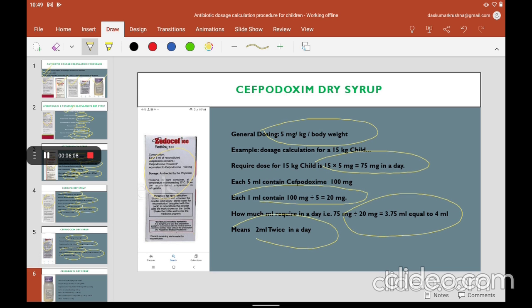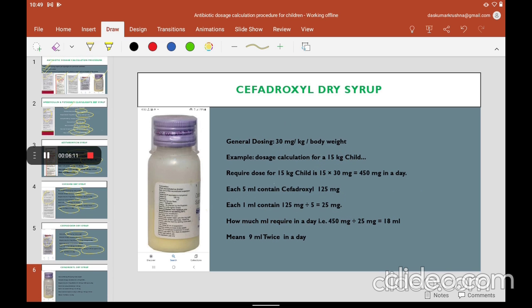Last one, we are going to discuss cefadroxil dry syrup. The general dosing of cefadroxil dry syrup is 30 mg per kg body weight. Let's once again take an example of a 15 kg child. The required dose for a 15 kg child is 15 into 30 mg equal to 450 mg in a day.